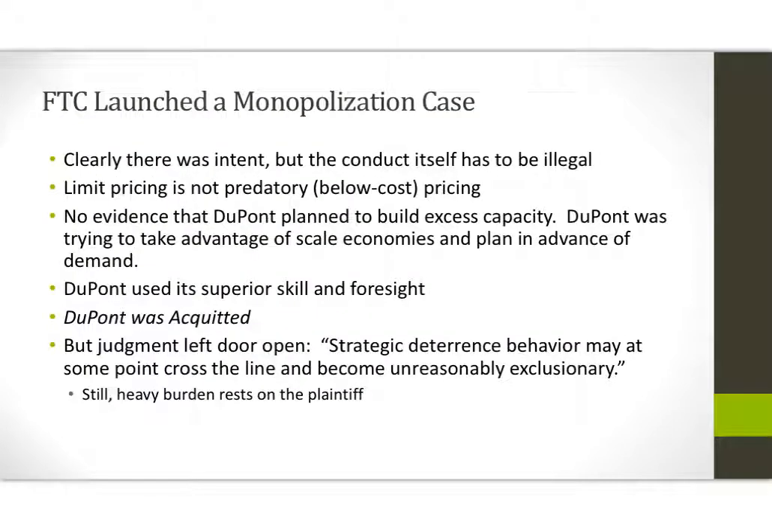Okay, so the Federal Trade Commission launched a monopolization case against DuPont. So obviously the other firms weren't happy with this. DuPont had a 30% market share, and here they're talking about projecting getting to 65% market share by 85. So the other firms weren't real happy with this. And so the Federal Trade Commission, based on their urging, launched a monopolization case. So here's what the court kind of concluded.